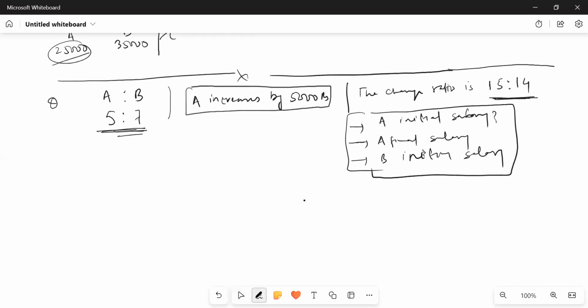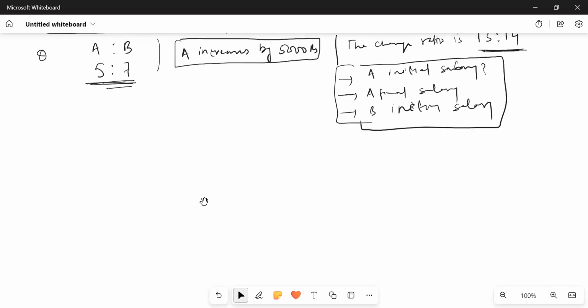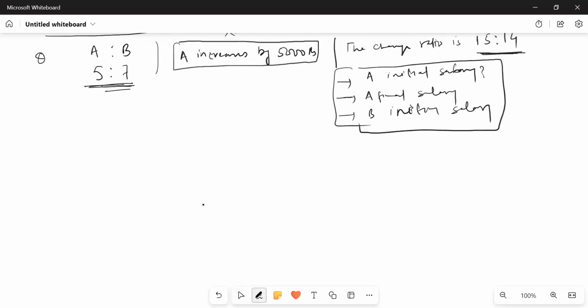The algebraic way, and I'll be covering the algebraic ways also, says: assume a multiplier for this ratio, which is x. Then salary of A is 5x and salary of B is 7x. What I'm doing here is increasing the salary of A by 5,000. That means 5x is being increased by 5,000. And in the new ratio, the salary of A is now this, salary of B is the same, and the new ratio is 15 is to 14.